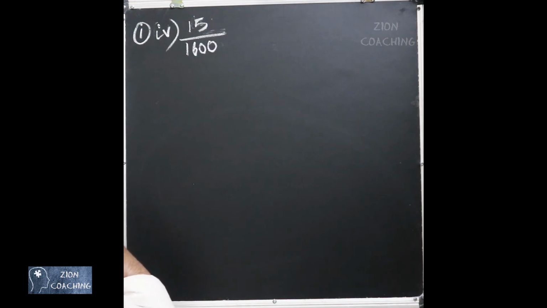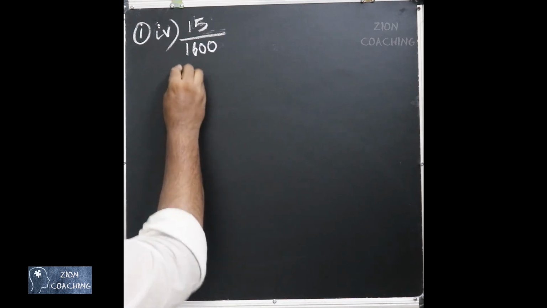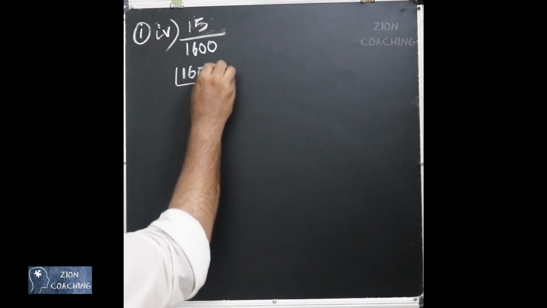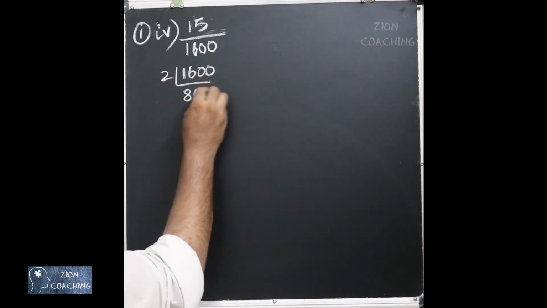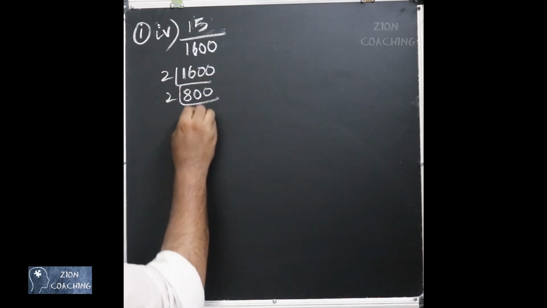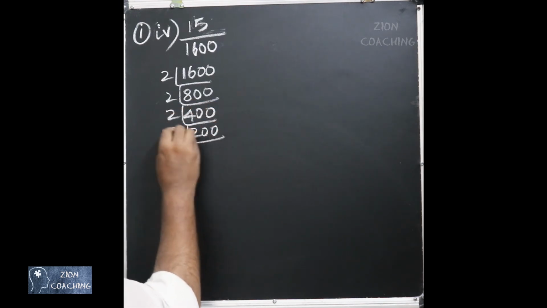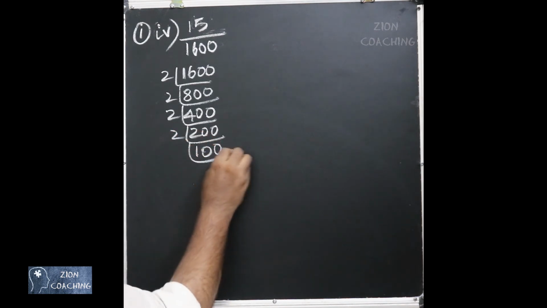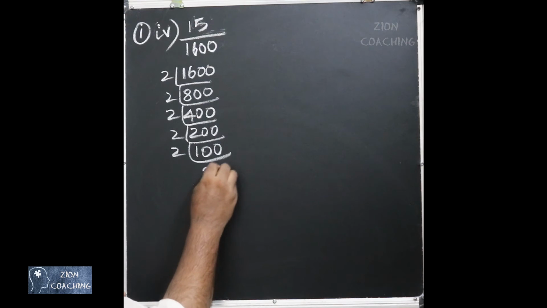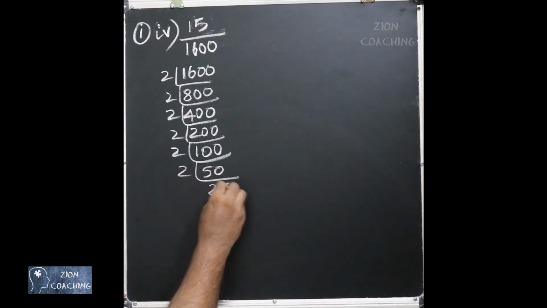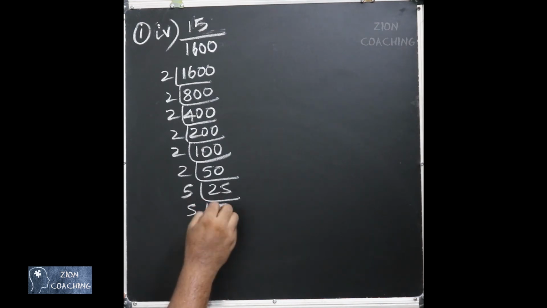Now we have 15 by 1600. Without actually dividing 15 by 1600, we are going to find out whether it is going to have terminating decimal expansion or repeating decimal expansion. For that, we are going to prime factorize the denominator. When you divide by 2, you will get 800. Again dividing by 2, you will get 400, then 200, then 100, then 50, then 25. Now you divide by 5 you will get 5, again dividing by 5 you will get 1.